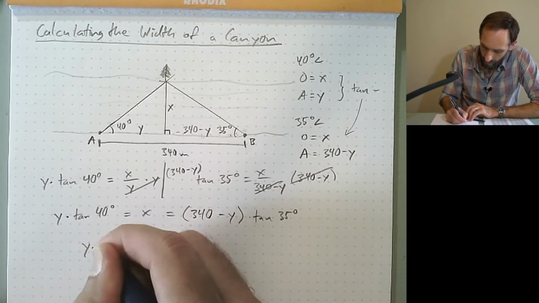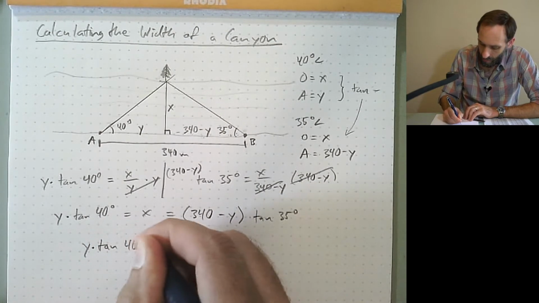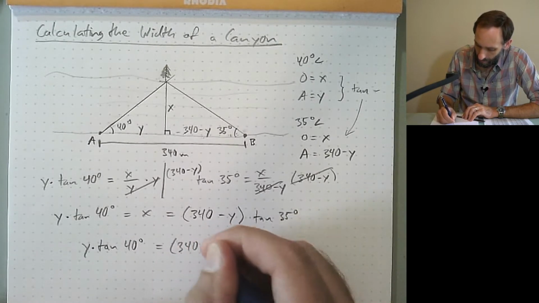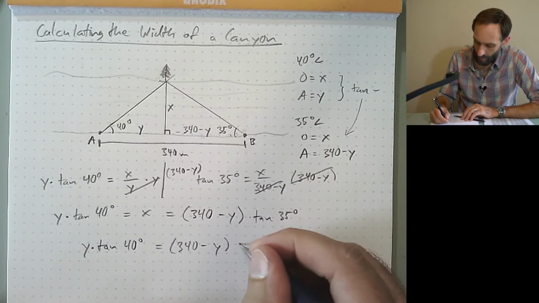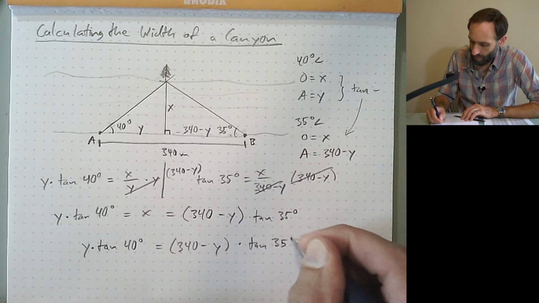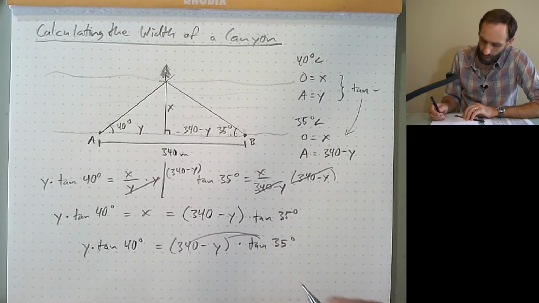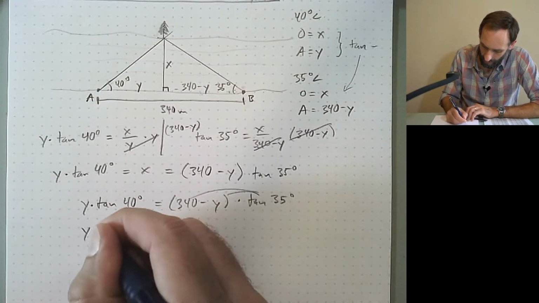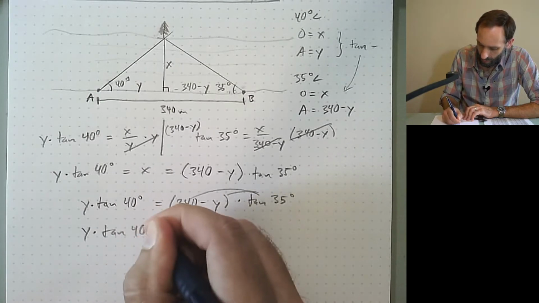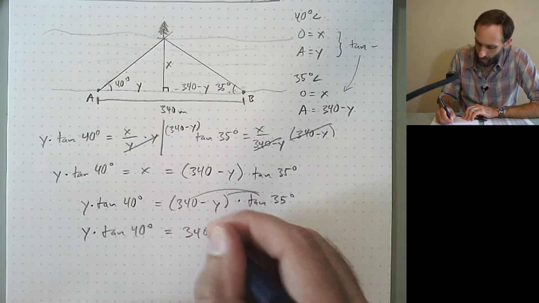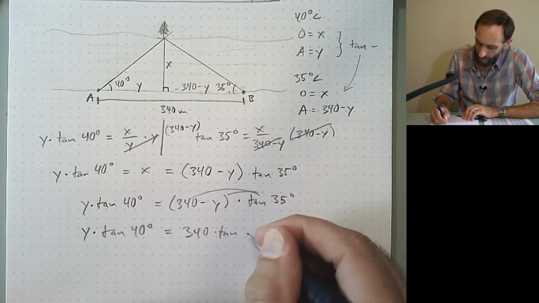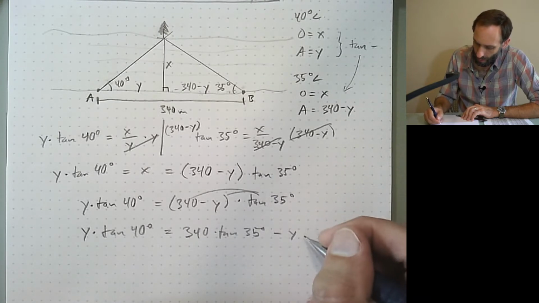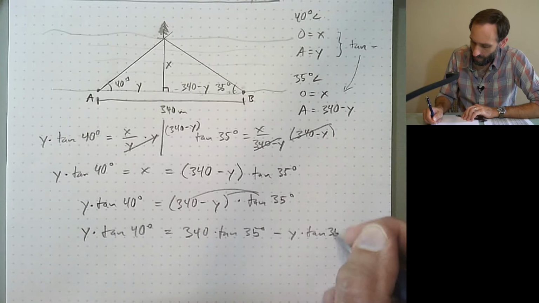So we say y times the tangent of 40 degrees equals 340 minus y times the tangent of 35 degrees. Let's go ahead and use the distributive property. Our next step is going to say y times the tangent of 40 degrees is equal to 340 times the tangent of 35 degrees minus y times the tangent of 35 degrees.